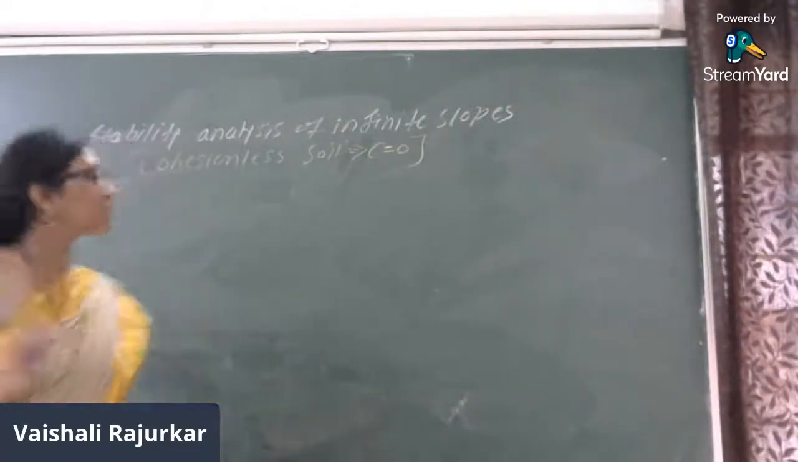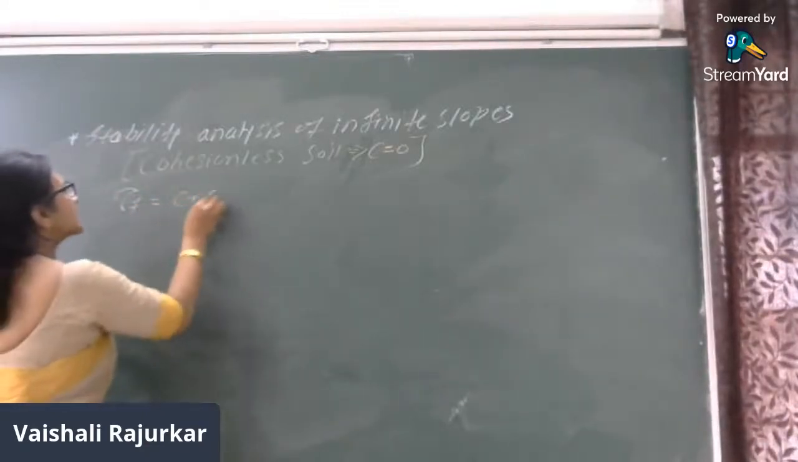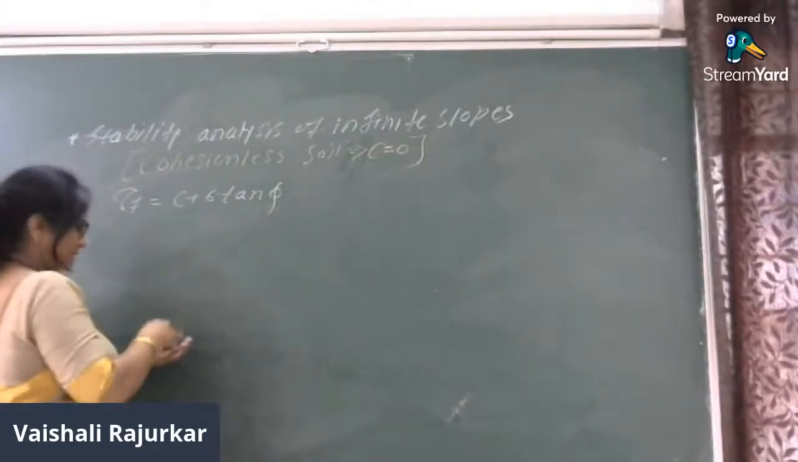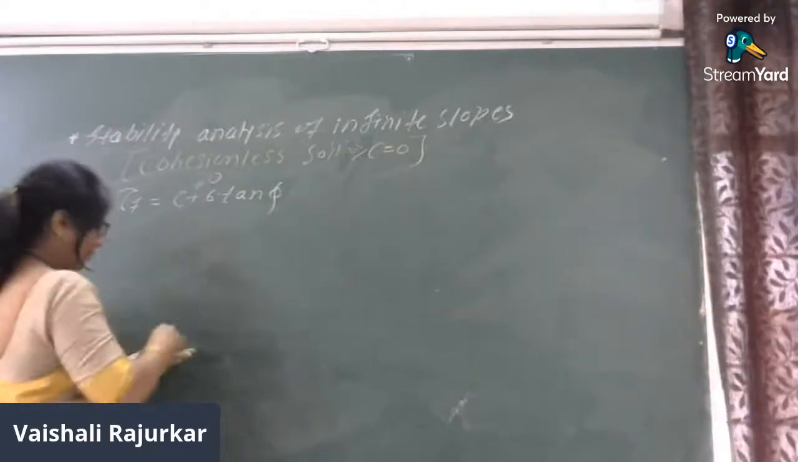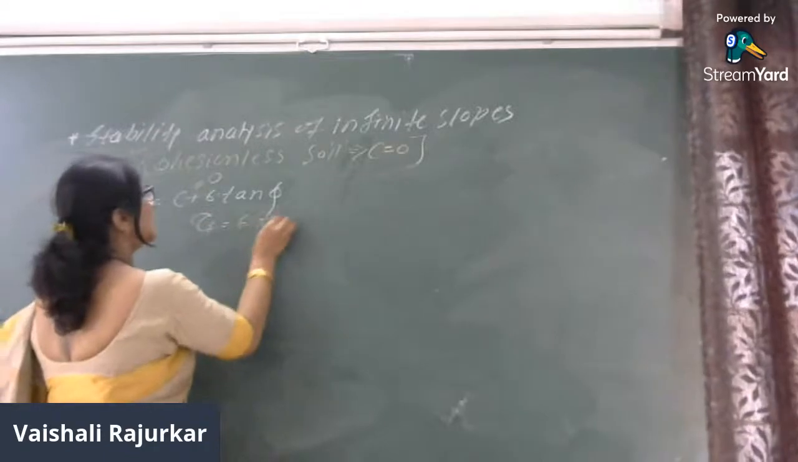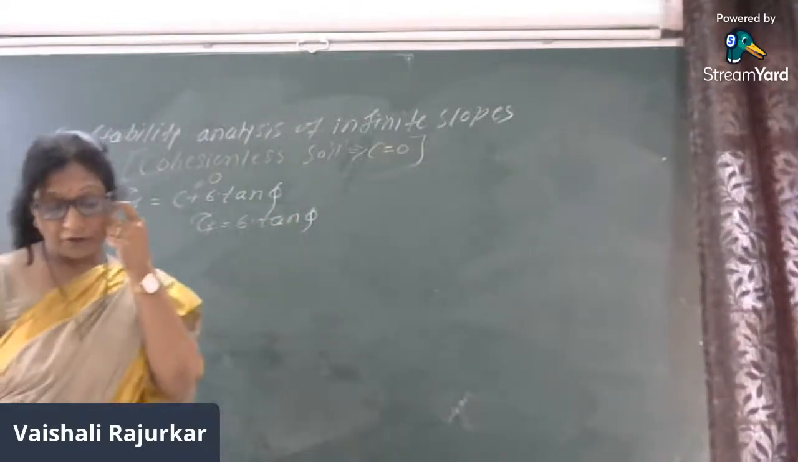If C is equal to 0, then what is the shear strength? Tau f is equal to C plus sigma tan phi. As C is equal to 0, therefore tau f is sigma tan phi.